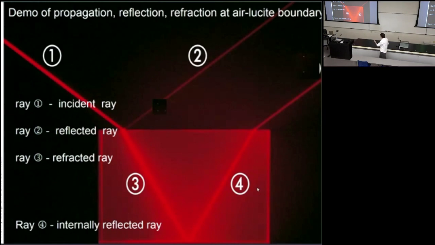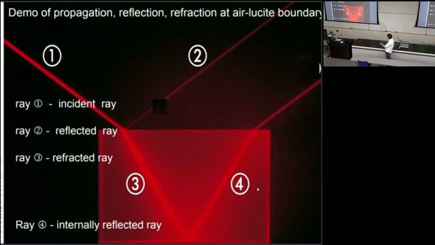So this is light going from air, with a refractive index very close to 1, to plastic with a refractive index. It's kind of similar to glass or water. It's about 1.3.